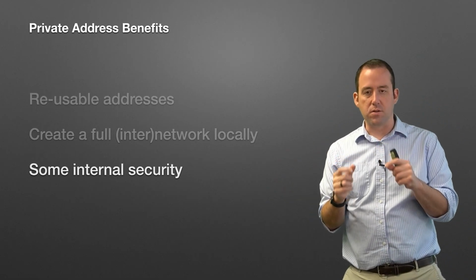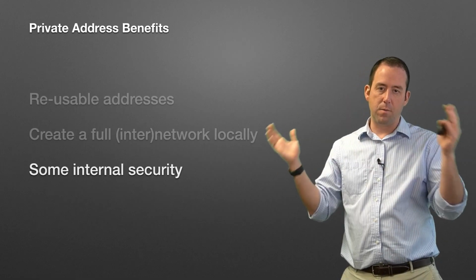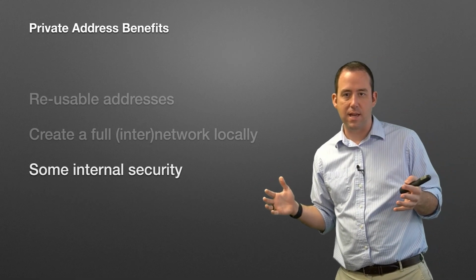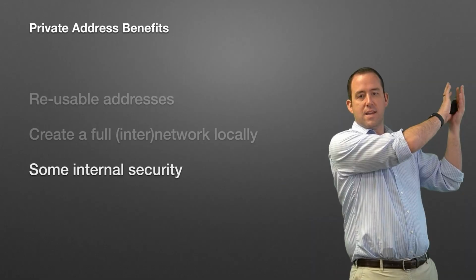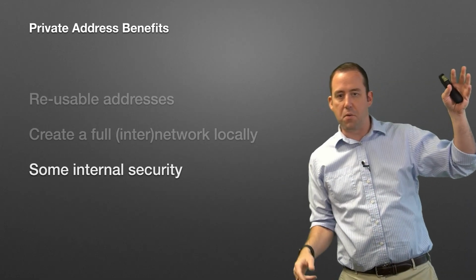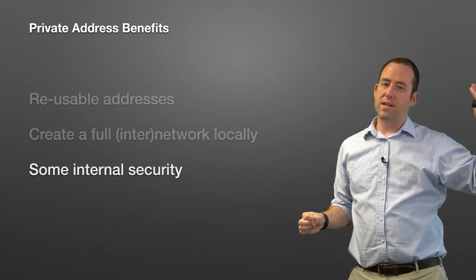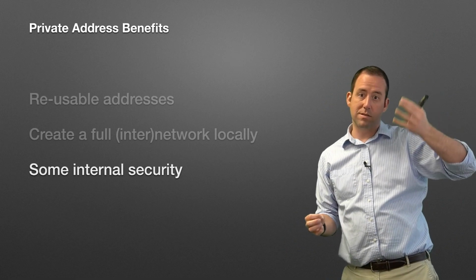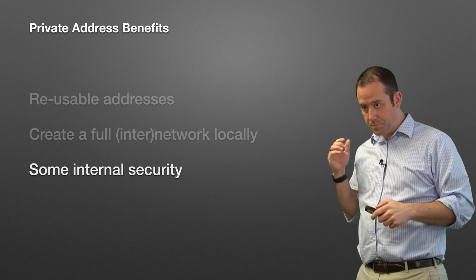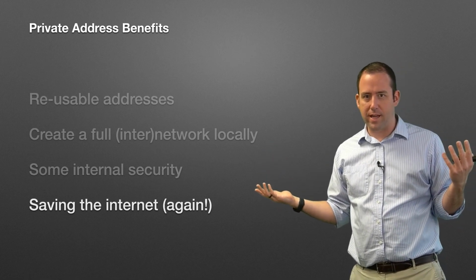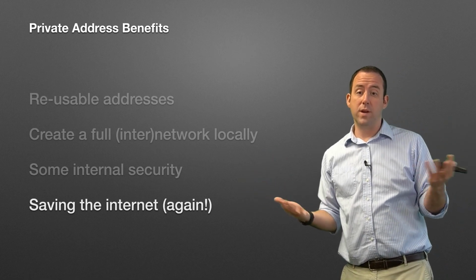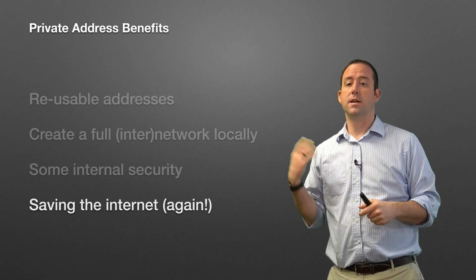Provides a little bit of internal security. I can have 20 devices inside my house, but as far as outside the network is concerned, I only need that one IP address. Nobody outside my house knows how many devices I have inside my house because they don't need to. And this saved the internet again. Again, we need more than 4 billion IP addresses, and private IP addresses have made that possible.